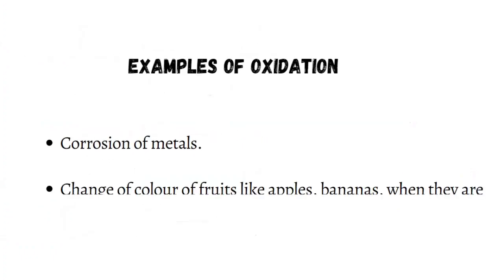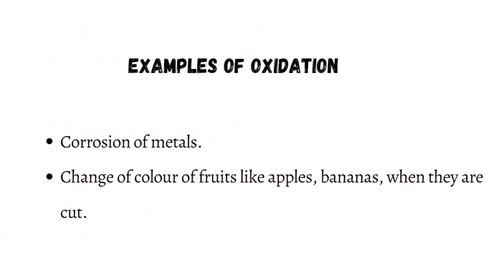Now we are going to see some examples of oxidation. The first one is corrosion of metals, and the second one is change of color of fruits like apples and bananas when they are cut. These are examples that we see in everyday life. Now what is the cause of this corrosion of metal and changing color of fruits? We are going to discuss this now.